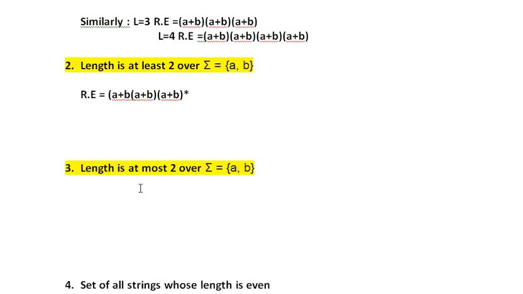So now look into the last, third one. This is also a preliminary one. This is asking that length is at most 2. At most 2 means, maximum to maximum, I can have a length equals 2.